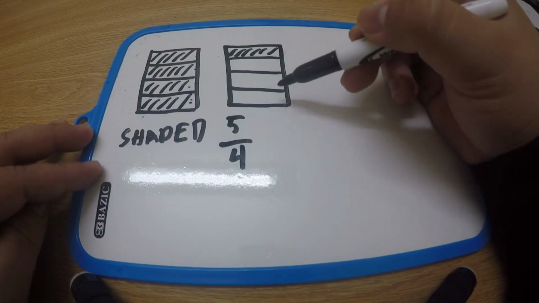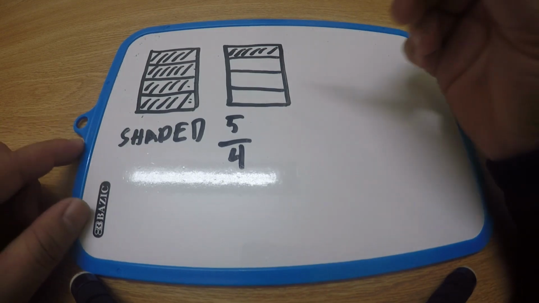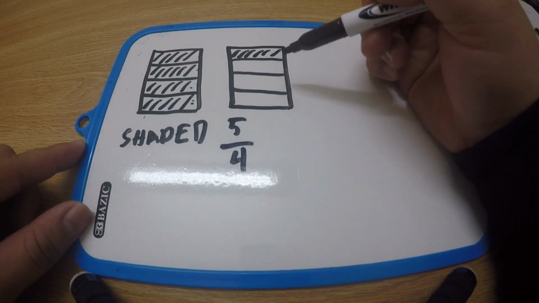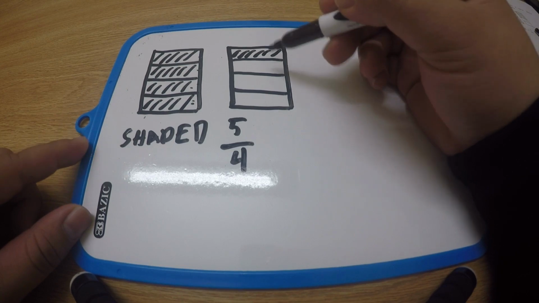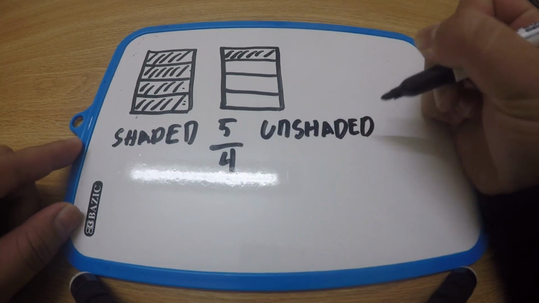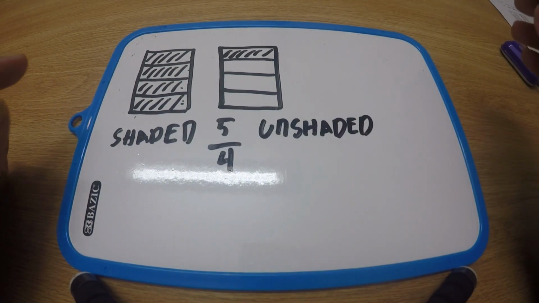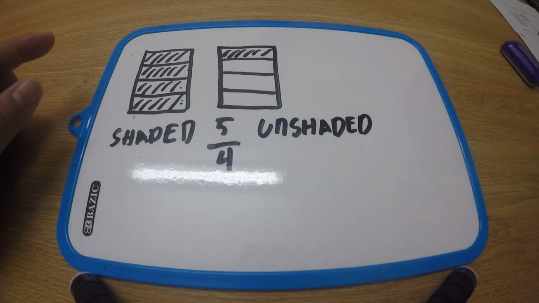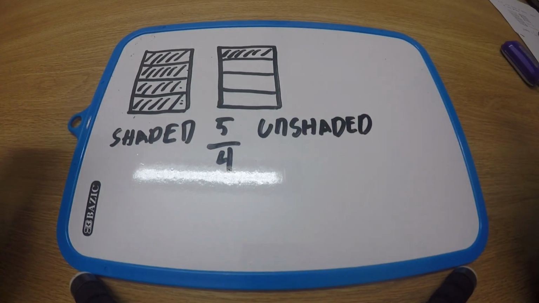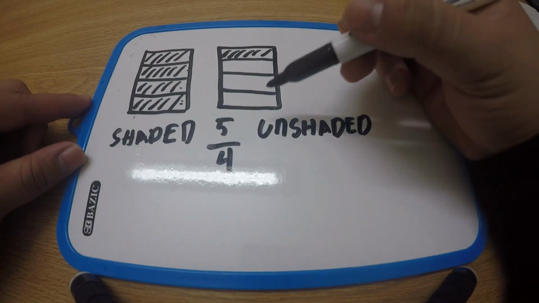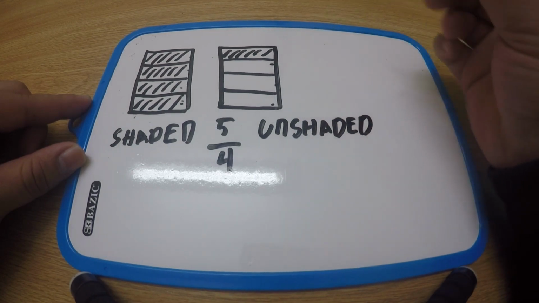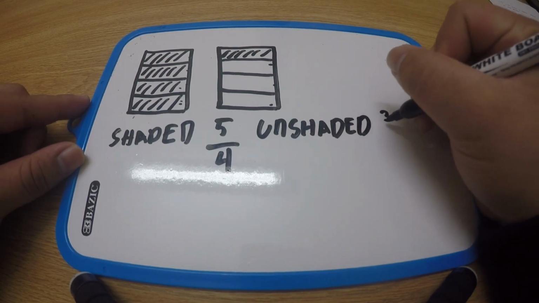What about the unshaded part, like this 3? You have to count how many rectangles are in one column, which is 4, and then your unshaded is 3. So for your unshaded fraction, you have to count how many rectangles are not shaded. So for example, 1 2 3. So your numerator is going to be 3 over 4, and that's how you write a fraction using a diagram.